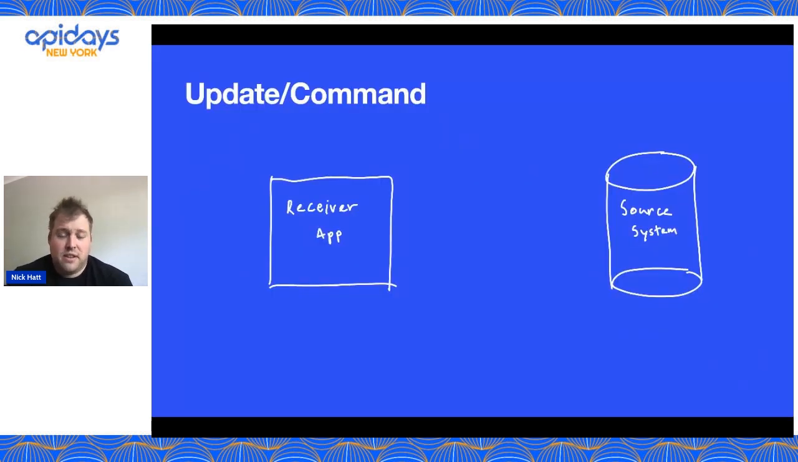Finally, there's the update command type of interaction. So in this case, the source system or the app, either direction, will say, "Hey, do this thing, take this action." It's not necessarily an event. It's more of a command, right? So you're saying something needs to change in the state of your system, whereas an event is less opinionated.